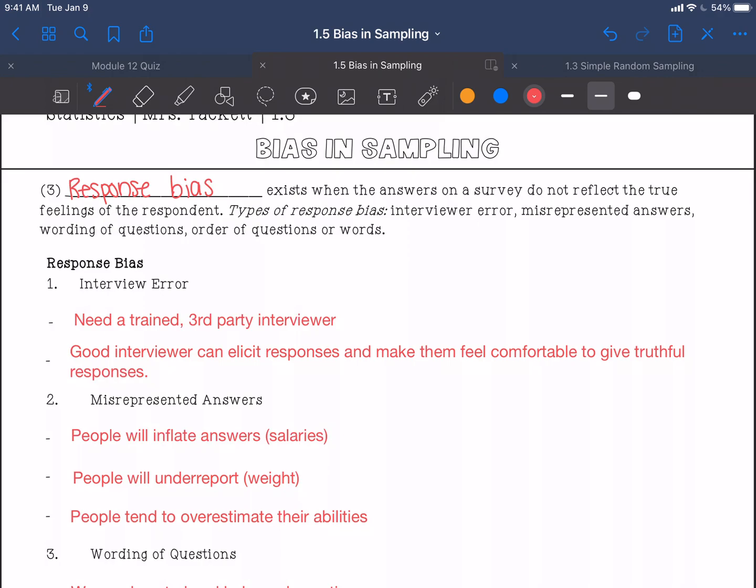People tend also to overestimate their abilities. So maybe think if someone asked me, how fast can you run a mile? Well, at one point in my life, I could run a mile in 7 minutes. So I might say, oh yeah, I could probably run that in 7.5 minutes, when in reality, if I haven't run a mile for 12 years, I probably can't run that mile in that same amount of time. So I'm overestimating my ability to do that.